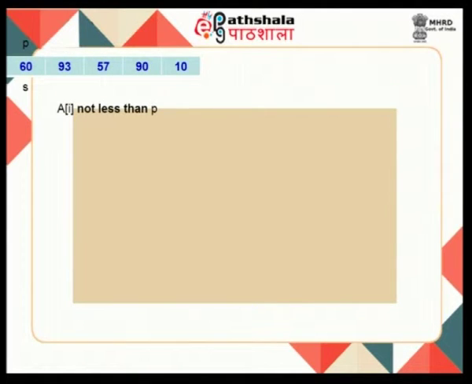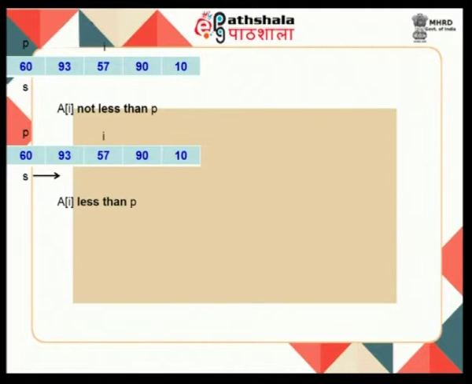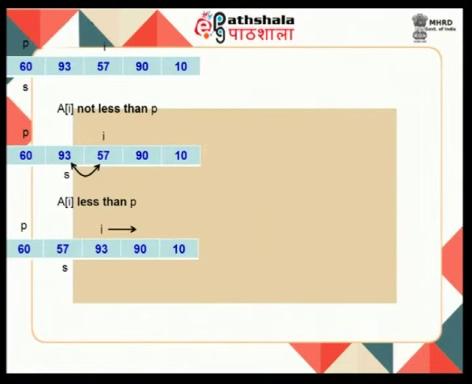Now you can see I is incremented to 57, and you can observe that A of I is lesser than the pivot element. So, the pointer S is incremented to the next element. Now I am swapping this, so the list becomes something like this. Again the process is repeated. A of I is not lesser than your pivotal element, so you just increment I.